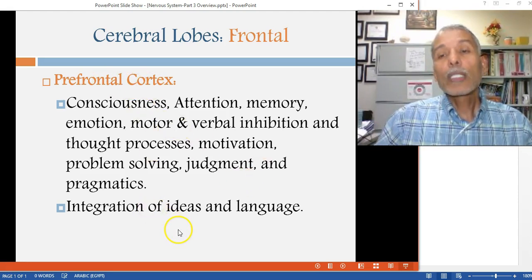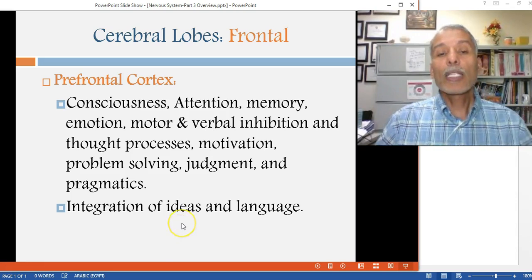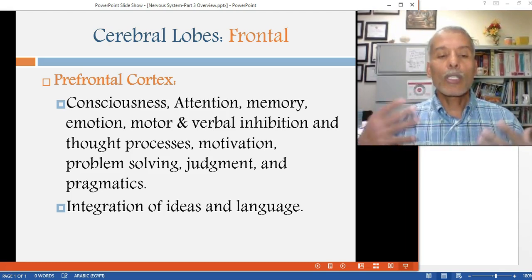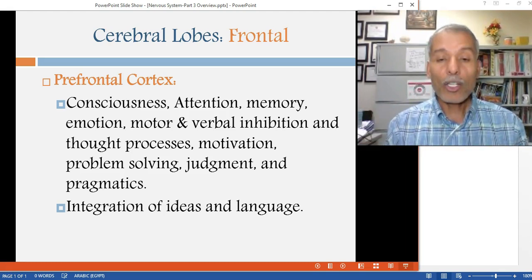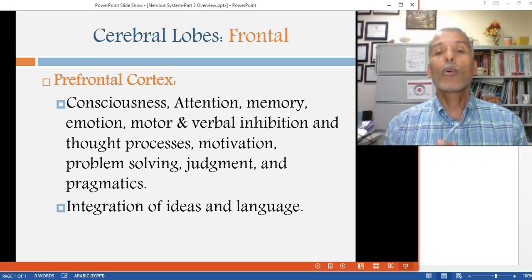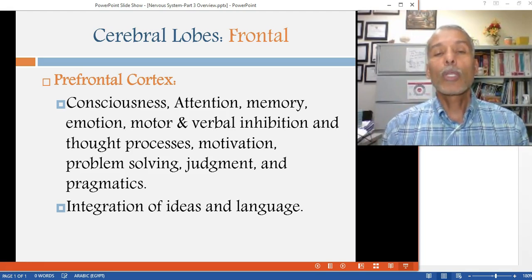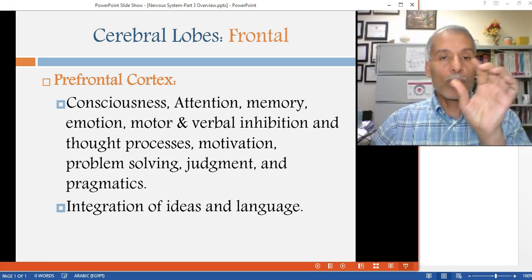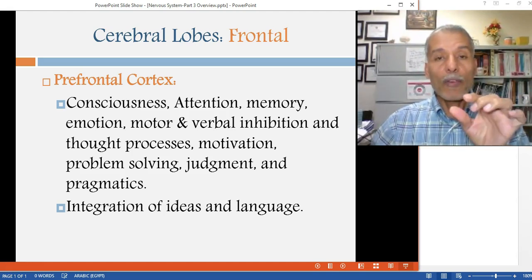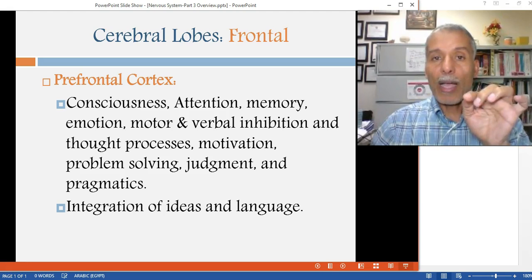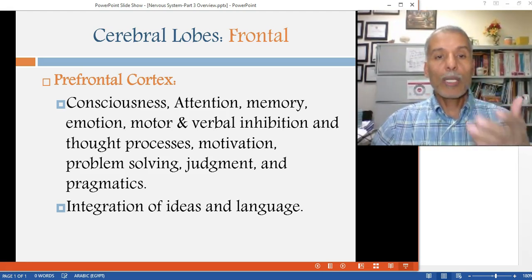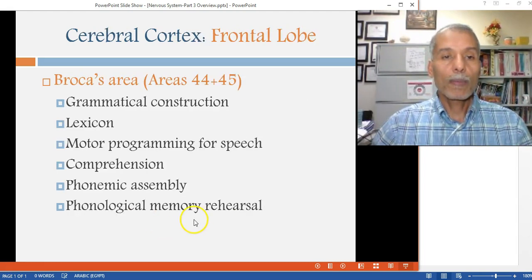The prefrontal cortex is also critical for integrating ideas and language. So it has numerous functions, and these are just a few. I would like you to be able to list a number of functions of the prefrontal cortex, and of all the structures that we have. I'd like you to understand the anatomy of every area, be able to identify the area on the map, and also be able to list a number of its functions.